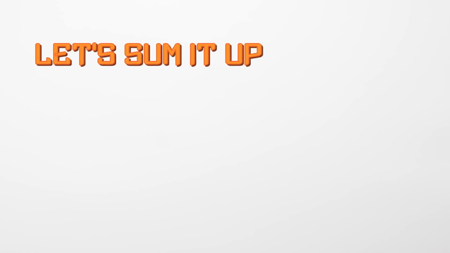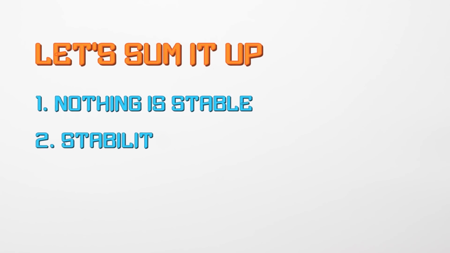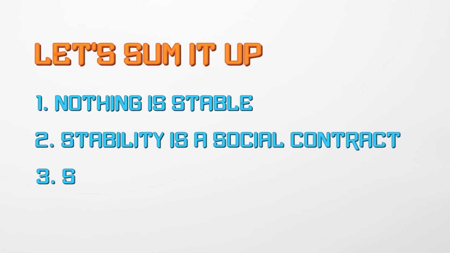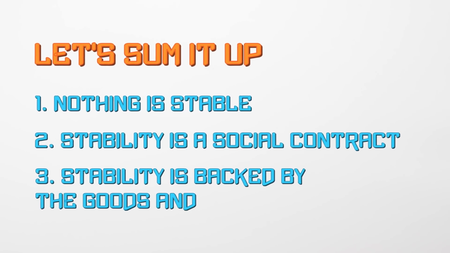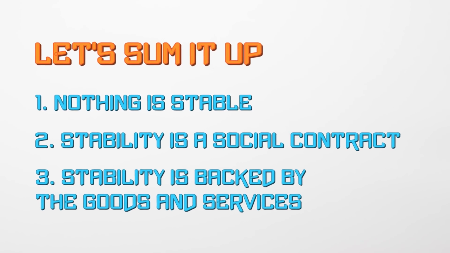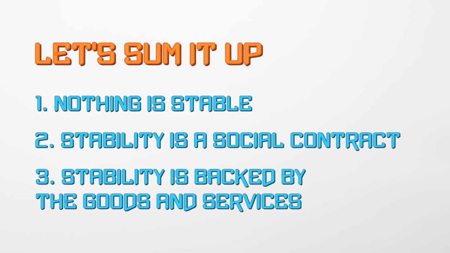Let's sum it up. 1. There is nothing stable. Stability depends on the point of view. 2. Relative stability of the currency is nothing but a social contract. 3. Stability is backed by the goods and services that could be bought for the coin. The more coin is used in real trading, the more stable it is. Plus, it's backed by the amount of coins people want to hold because they believe in this coin.